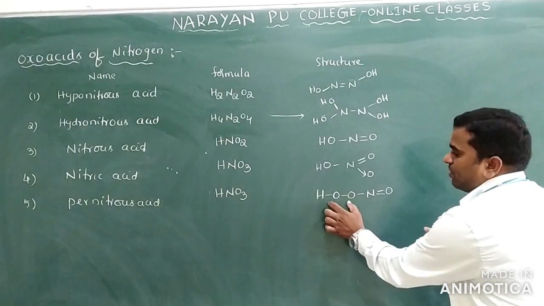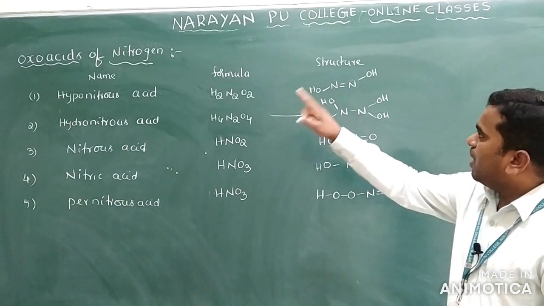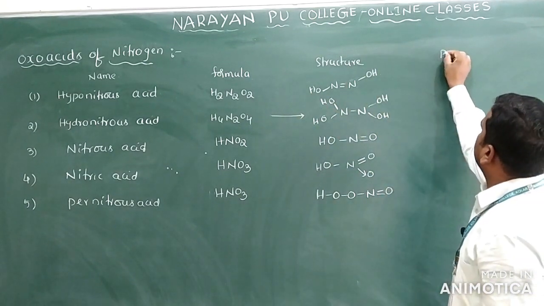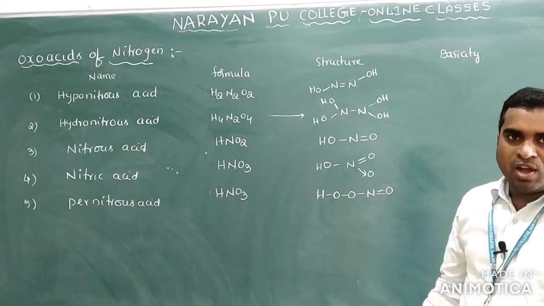Per means oxygen will come, peroxy bond. Clear? So these are about what it is here: name, formula, structure, and basicity. Basicity also we will write here. Basicity means what? How many OH groups?